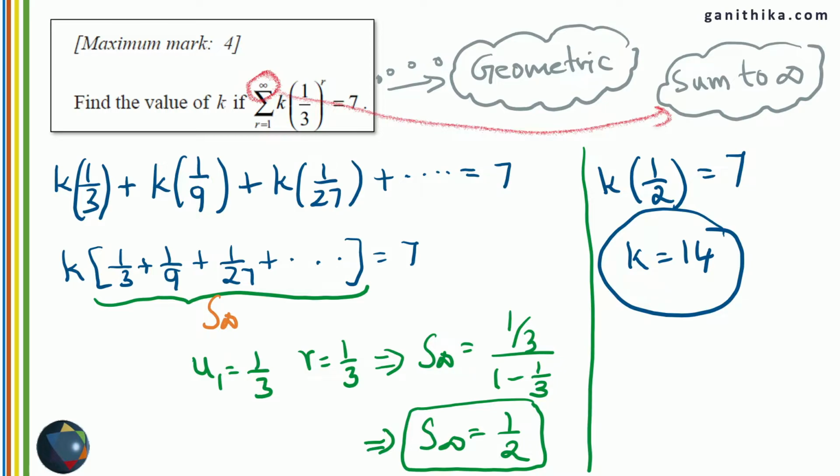Before you found the S infinity, you had to find u1 and r for the infinite sequence. Finding u1 and r carries 1 mark each, and using the formula for S infinity and substituting the correct values inside it is a method mark, and the final answer mark for k will be 1 A1 mark. So these are the things that you will have for this question.